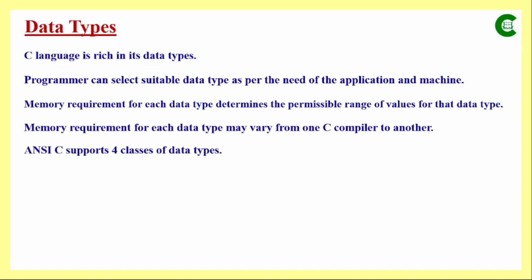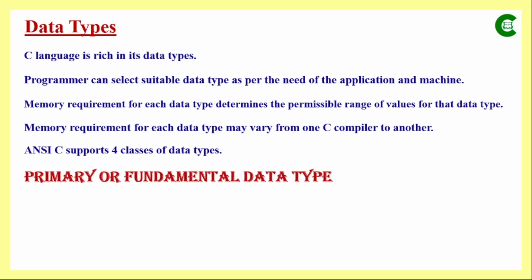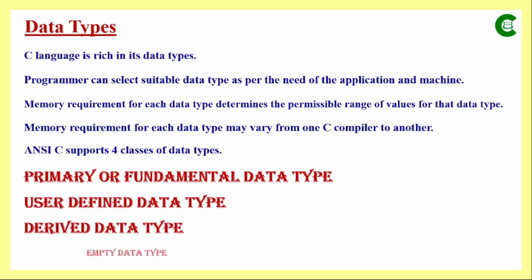ANSI C supports 4 classes of data types. They are primary or fundamental data type, user defined data type, derived data type, and empty data type. Now the scope of today's class is only primary or fundamental data type. I will talk about user defined data type in our future class, and I will talk about derived data type when I discuss arrays, functions, structures or pointers. Regarding empty data type, I will discuss it in the class on functions.